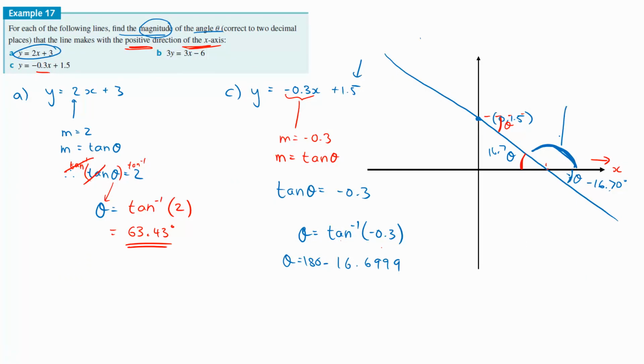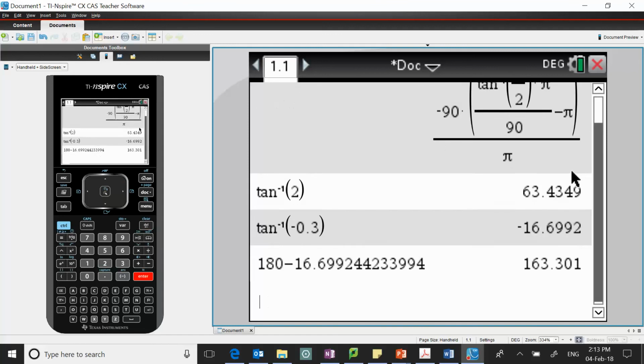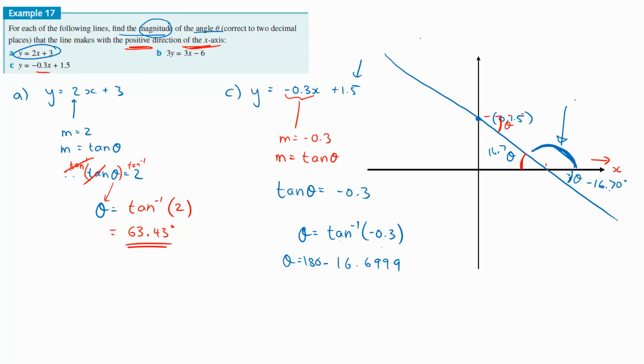If you look at this, this clearly looks beyond 90 degrees. It's an obtuse angle, right? So if we roughly do this, it was 180 degrees minus, oh, but we don't want the negative. It's not a negative. We want the magnitude. So it's 163.3. So that makes more sense.